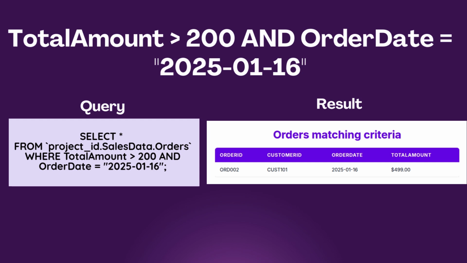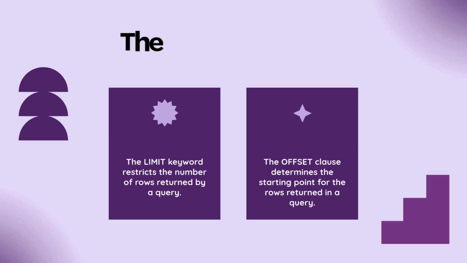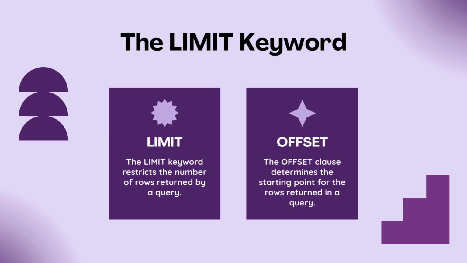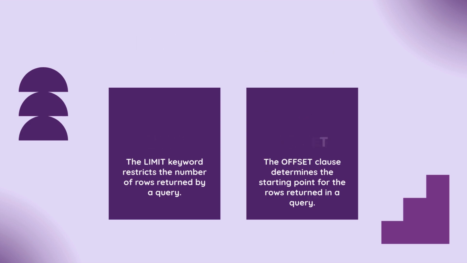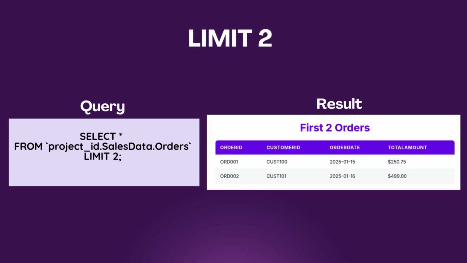Now let's talk about the limit keyword. The limit keyword helps you control the number of rows returned by your query. This is especially useful when you're working with very large tables and just want to preview a small portion of the data. For example, select * from _project_id.sales_data.orders limit 2. This will return only the first two rows of the table.